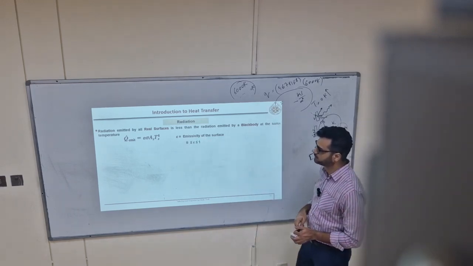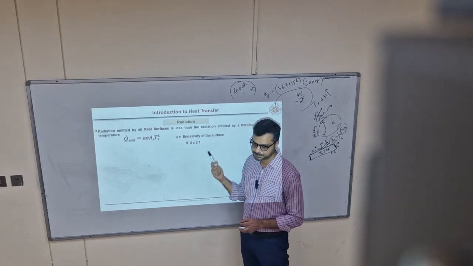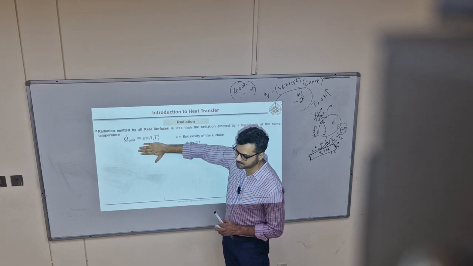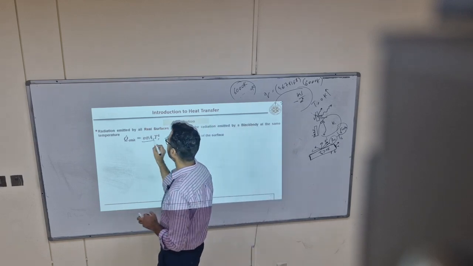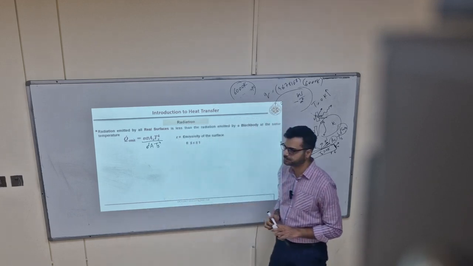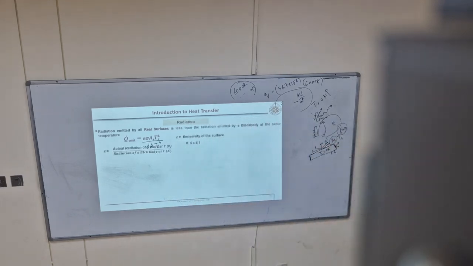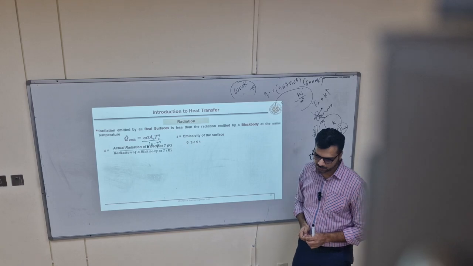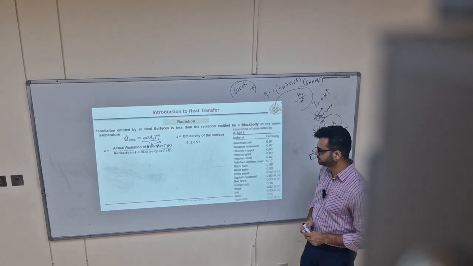So this emissivity will be between 0 and 1. It's a ratio: actual divided by maximum possible. What is the maximum possible? Sigma A Ts to the power 4. That is called emissivity: the actual radiation divided by the radiation of a black body at that temperature.